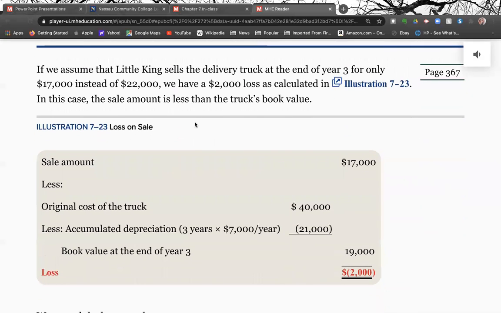Now, what if they sold the truck for $17,000 instead of 22? 17 instead of 22. What's the book value? The book value is still 19, right? 40 minus 21. So if I sold it for 17 when the book value was 19, that means I had a loss of 2.